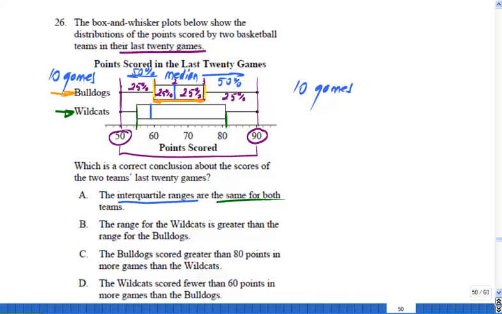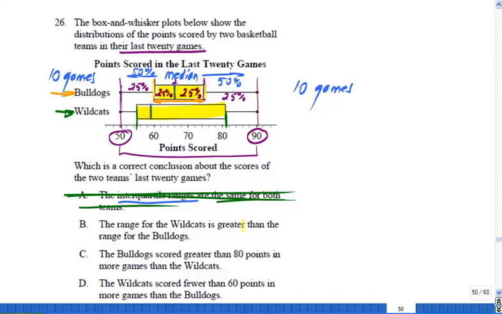Obviously they're not the same, so A is not good, is wrong. The interquartile ranges, the whole box if you want. I mean, basically, if you think about what's inside your box in each one of them, that will be your interquartile range. They're not the same.